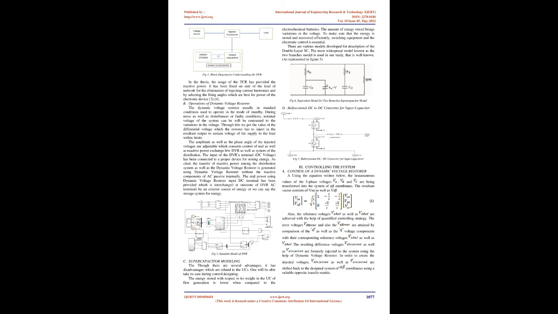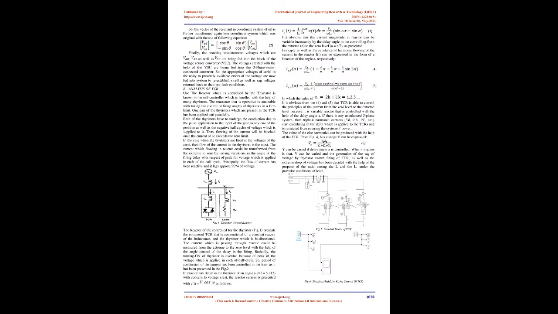The amplitude as well as the phase angle of the injected voltages are adjustable, which allows control of real as well as reactive power exchange between the DVR and the distribution system. The DVR's input terminal, the DC voltage, has been connected to a proper energy storage device. As cited, the transfer of reactive power between the distribution system and the dynamic voltage restorer is generated by the DVR without internal passive AC reactive components.